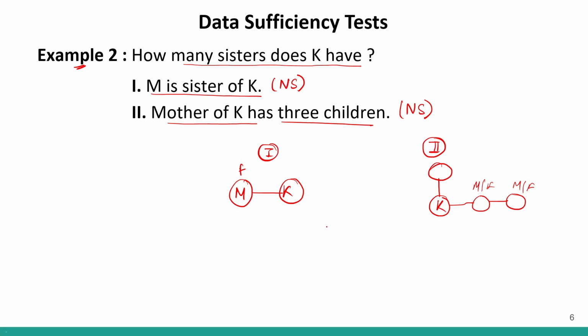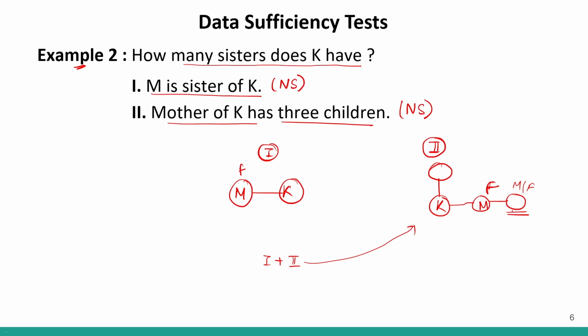Statement 2 is also not sufficient to answer the question of how many sisters K has. Now if I combine statements 1 and 2, I can say that K has a sister M. So M is female. We will get from 1 and 2 that M is the sister of K.